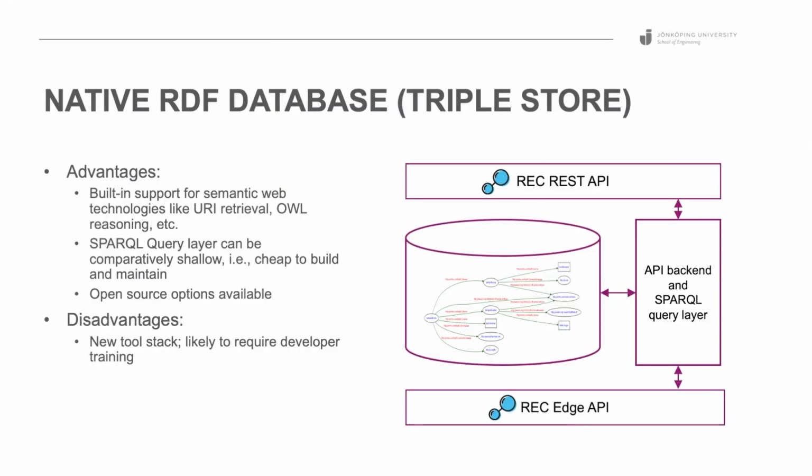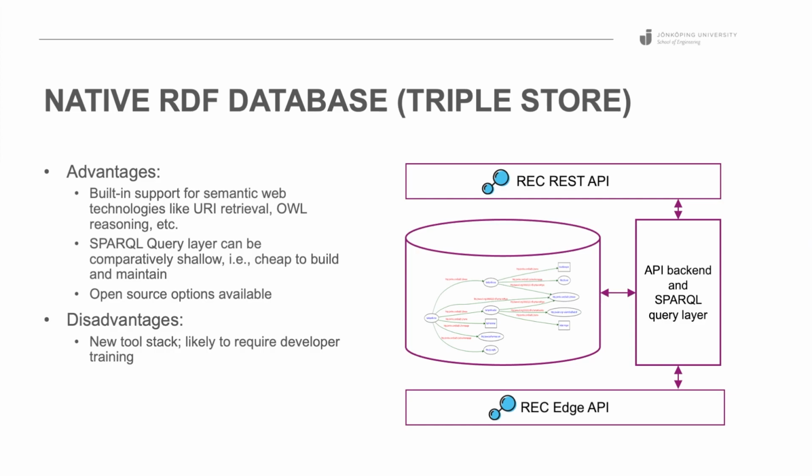The most semantic web native way of doing it would be to use a native RDF database, also known as a triple store. That database would talk to some API backend, which would support these two APIs that we've spoken of, the RESTful and the Edge message API, using the SPARQL query language, which is like the SQL query language, except for RDF graphs.